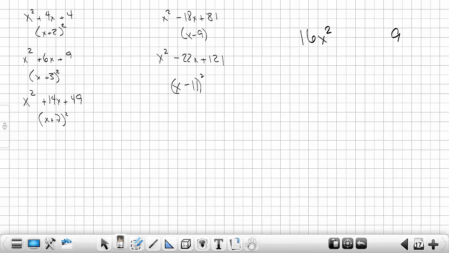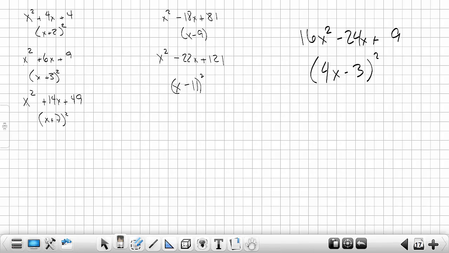Square root. 4x and 3. That's going to be 12. Double it, 24. Do you want it positive or negative? Negative. So if this is a negative 24x in front, then I know this is going to be 4x minus 3 squared. As long as you can recognize the pattern. Square root of that, multiply them, double it, should be that.